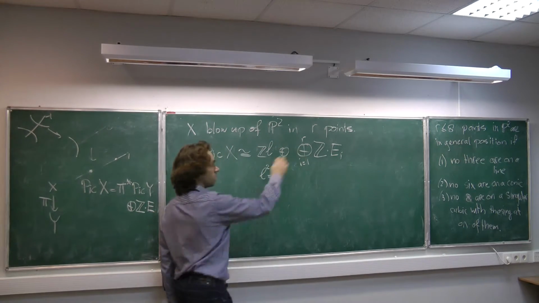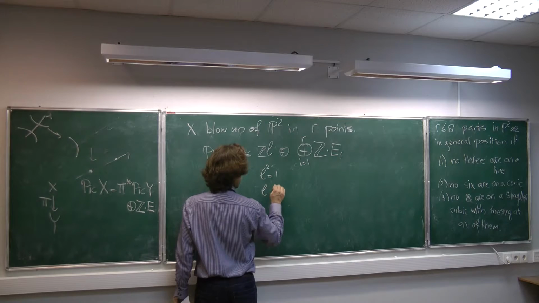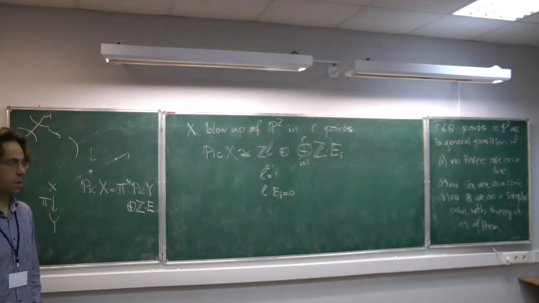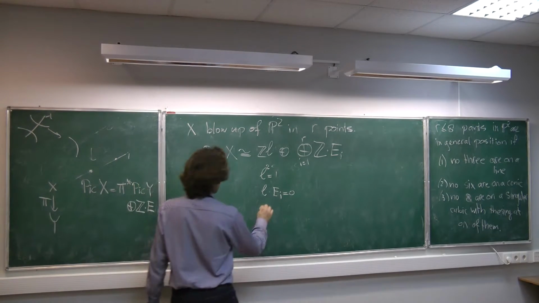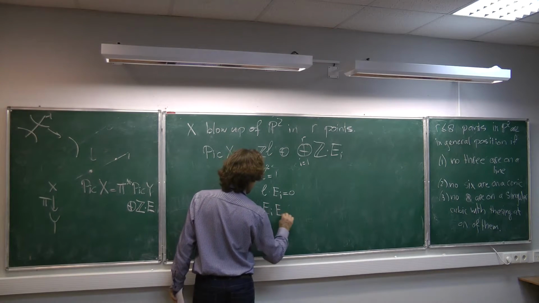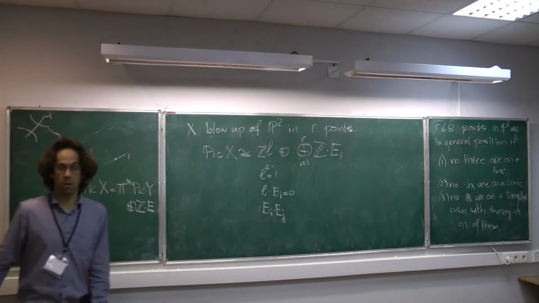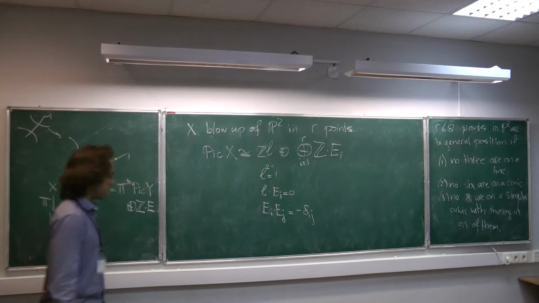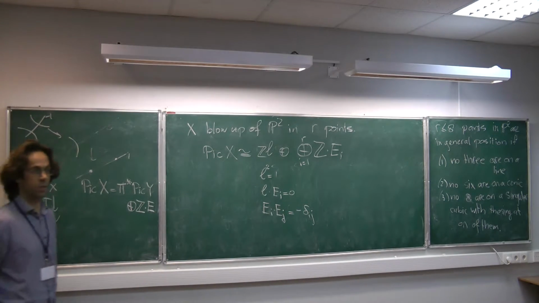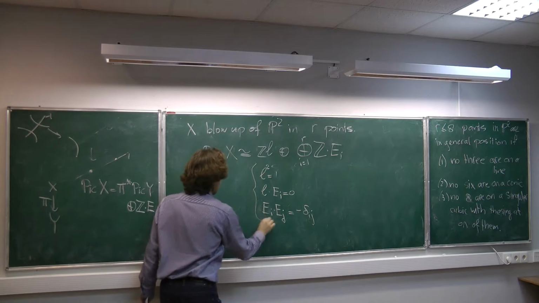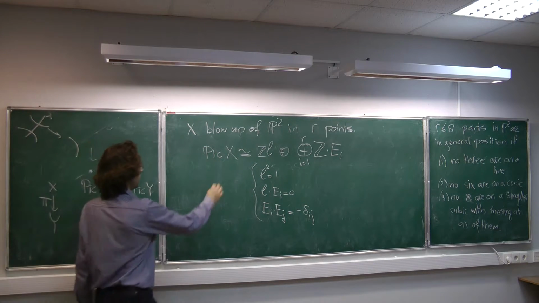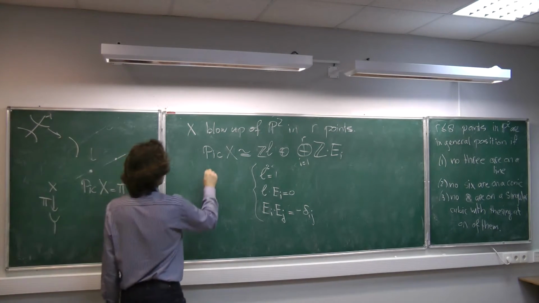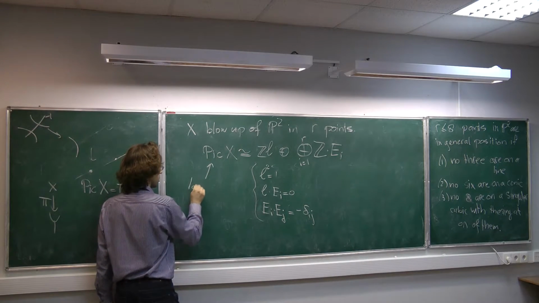And the intersection numbers are such that L times E_i is 0, because you can always choose an L that misses the points that you blew up, and the intersection numbers between the exceptional curves are minus the Kronecker delta. If they're different, they don't intersect each other at all, it's just 0, and otherwise it's minus 1. And that means that the intersection pairing on this finitely generated free abelian group is non-degenerate. So that makes the Picard group into a lattice.